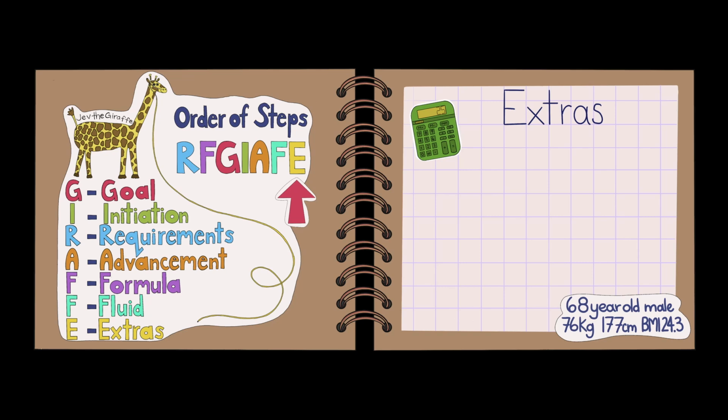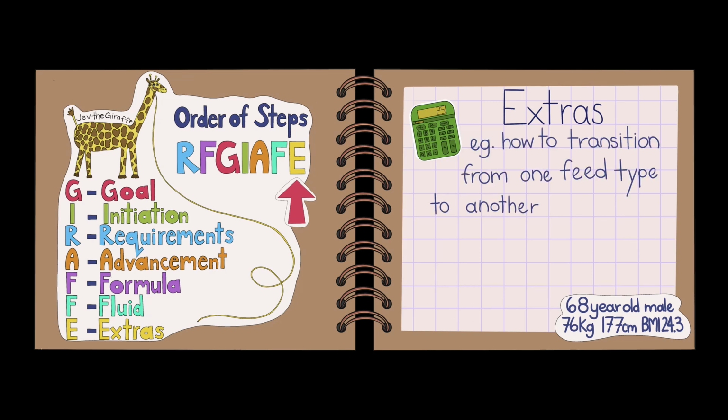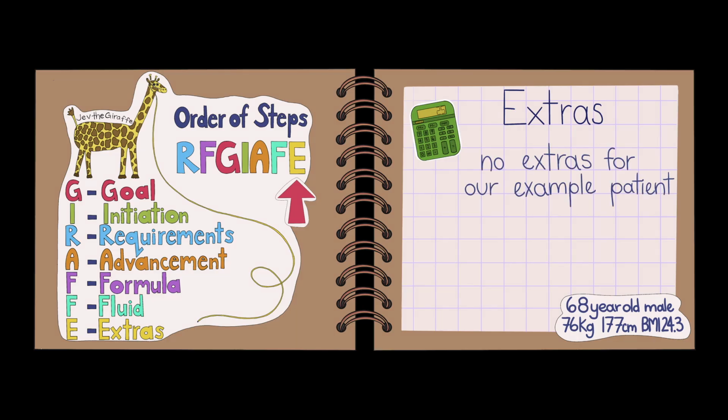An extra could also be something like instructions for transitioning from one type of feed to another, such as when transitioning from continuous feeds to bolus feeds, you may provide an instruction such as hold feeds at midnight and start bolus schedule as follows tomorrow morning with breakfast. Extras is just saying anything about the tube feed plan that isn't captured by the order itself. For our patient, we don't have any extras to communicate.